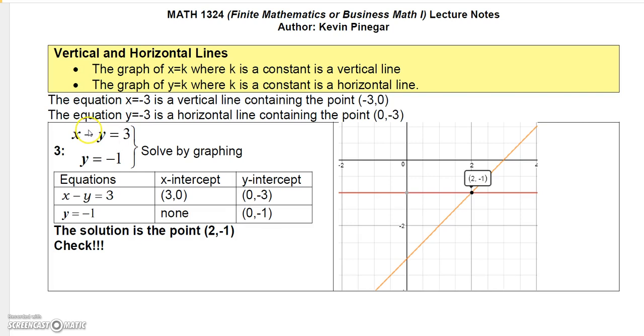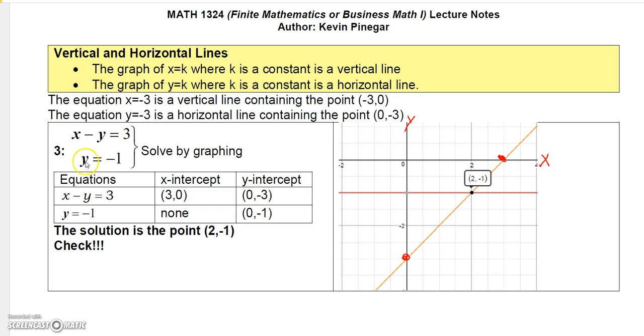Here you have x minus y equals 3, so we know how to graph that. I think we did that in the last example. You plot the intercepts. This is the axis right here, so let me identify that as the x-axis, and of course this is the y-axis. The point 3, 0 would be right here, and then the point 0, negative 3 would be right here. So we know this line right here is the line x minus y equals 3.